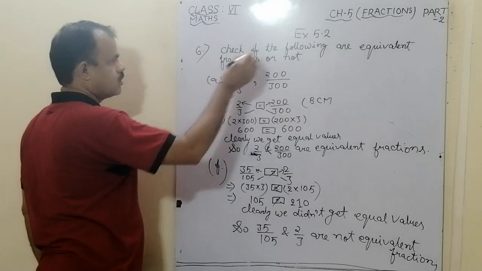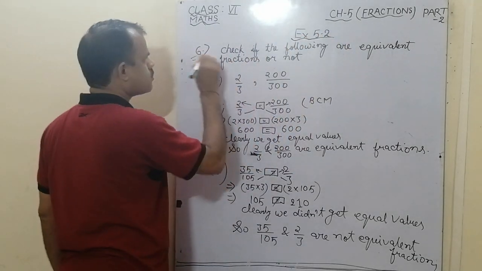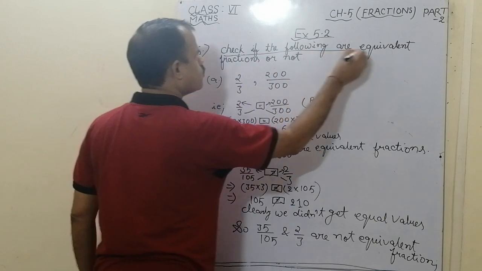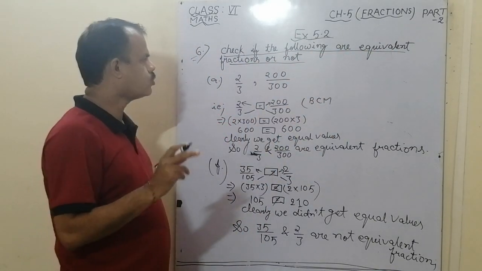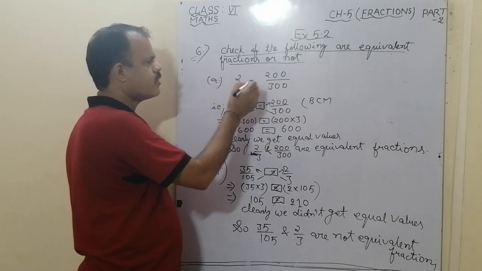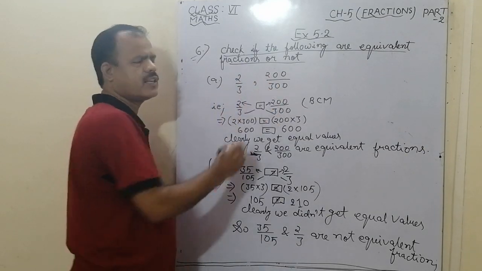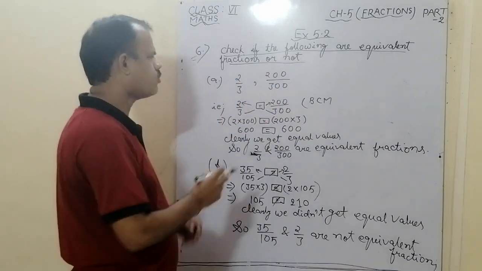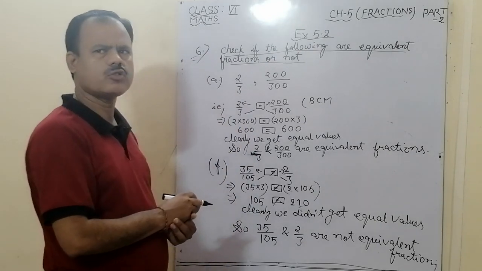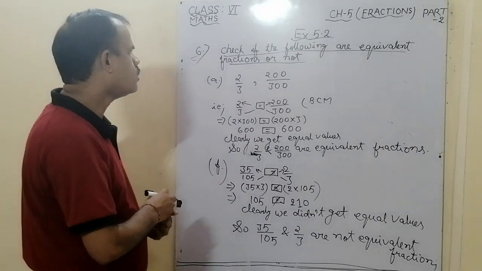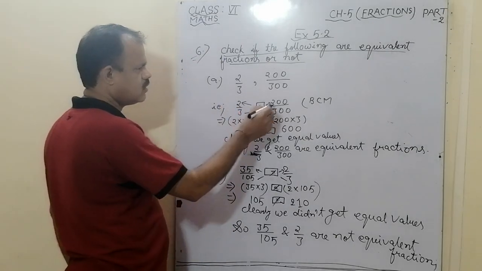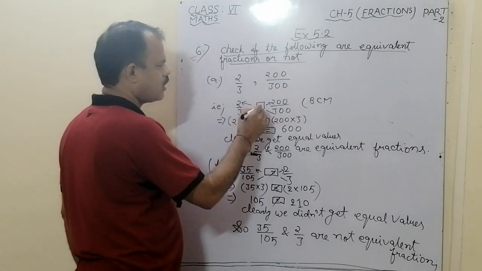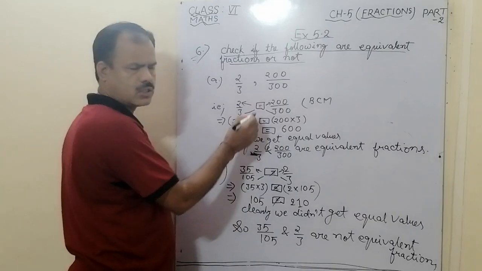Yes, students. Exercise 5.2, question number 6. Check if the following are equivalent fractions or not. We have two fractions, first 2 by 3, second 200 by 300. We have to check whether both the fractions are equivalent or not. For doing this, we write 2 by 3, 200 by 300 and a box here.